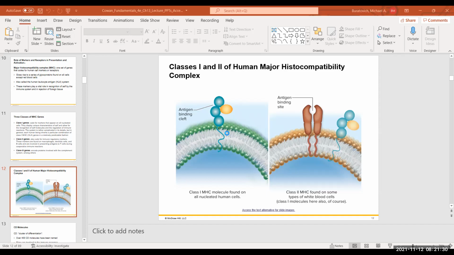Now the constant region is the piece that sticks in the membrane, like that. So that piece is not going to encounter antigen, is it? These pieces up here are the pieces that will encounter antigen. And they're encoded by one of these 70 to 80 different types of variable chains and one of these 61 different joining chains.